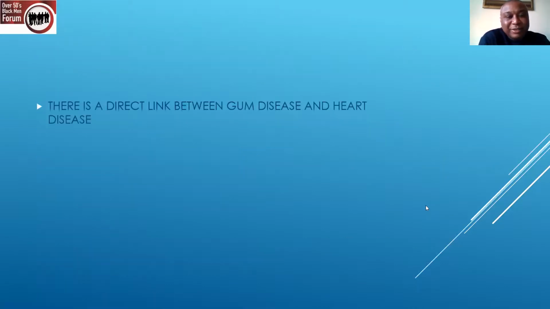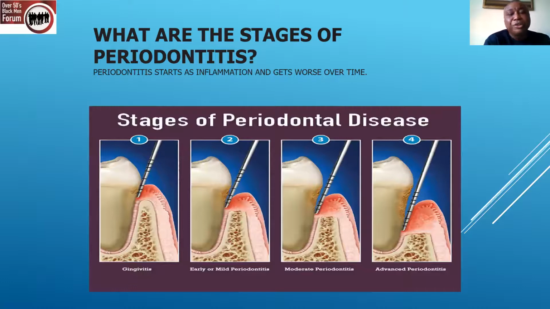So like I said, there's a direct link between heart disease and gum disease. People who have heart disease also have gum disease, and the bacteria in the mouth is carried to the heart and does direct damage to the heart tissue. Usually in simple form, it's staged in three.